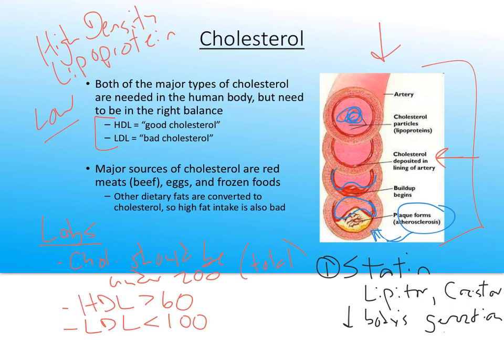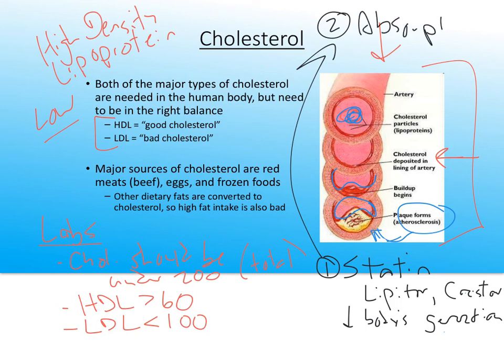Now, another option, which is a lot less common, is called absorption inhibitors. And these stop you from absorbing cholesterol when you eat it. So if you eat something high in cholesterol, the cholesterol won't get absorbed into your bloodstream. You'll just poop it back out. The problem, as you might guess if you think about it too much, is these absorption inhibitors will tend to cause diarrhea because it leaves a lot of fat in your digestive tube.